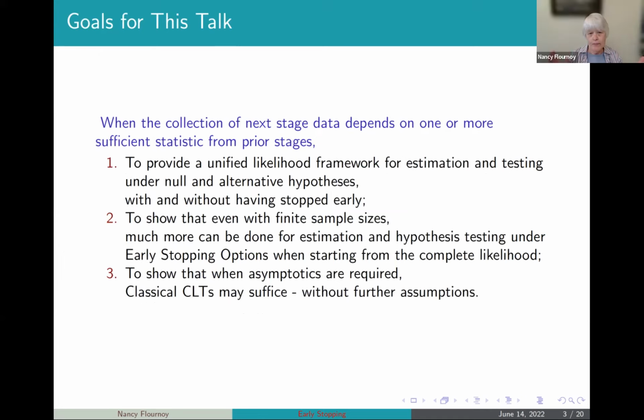We provide a unified likelihood framework for estimation and testing under both null and alternative hypotheses, and with and without having actually stopped early. And we are able to show that even with finite sample sizes, one can do a whole lot more for estimation and hypothesis testing than just controlling type 1 error. And so that's very useful. And that a lot can be done without doing asymptotics at all. And when you do need asymptotics, with a small number of stages, you can use classical central limit theorems rather than imposing additional assumptions.